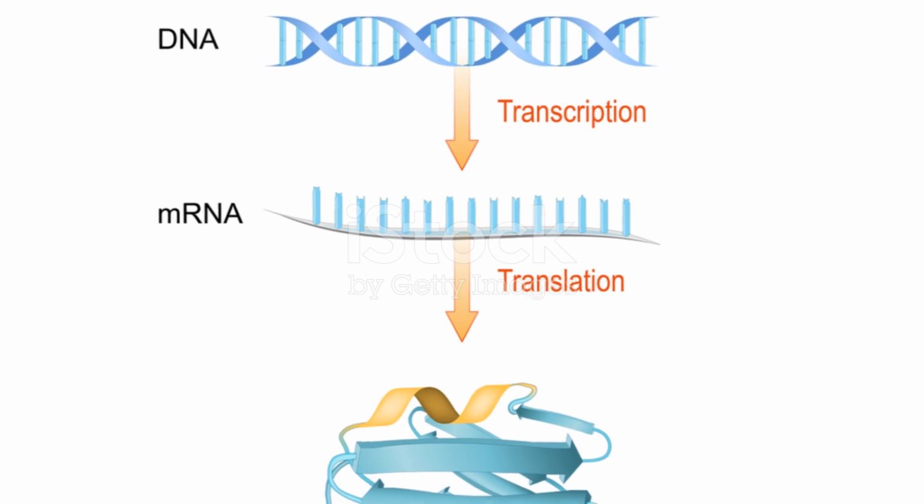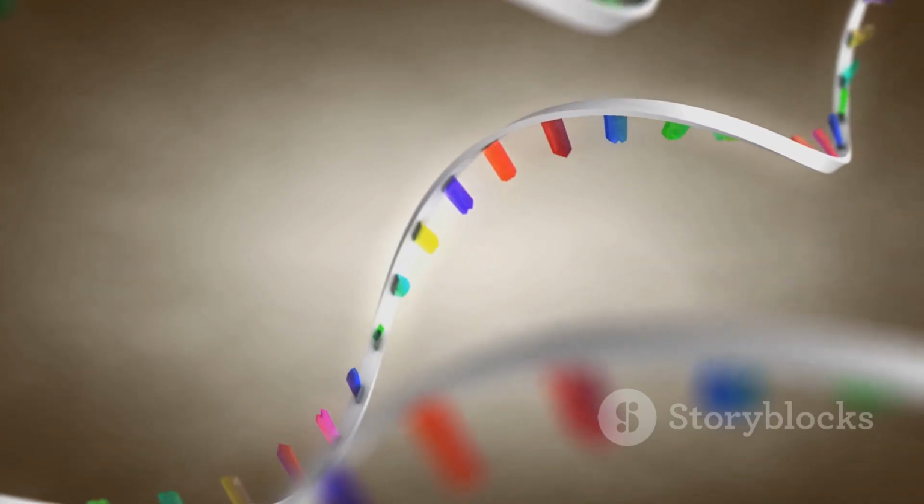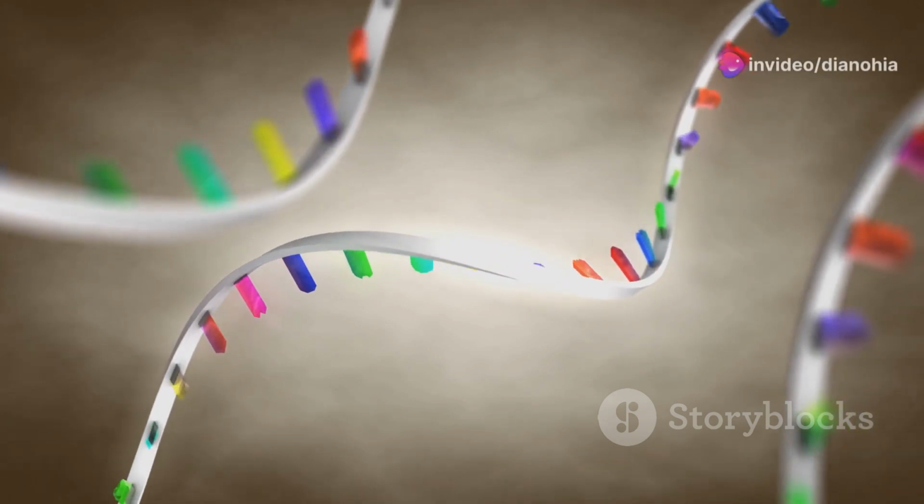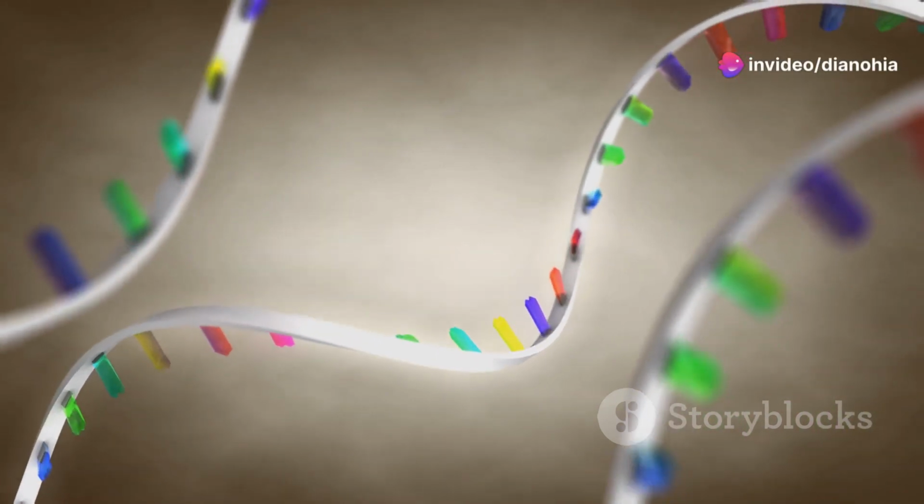Take, for example, the gene FOXP2. Its expression begins with the start codon AUG. This marks the beginning of the process where DNA is transcribed into messenger RNA, or mRNA. This mRNA contains a sequence complementary to the FOXP2 gene.